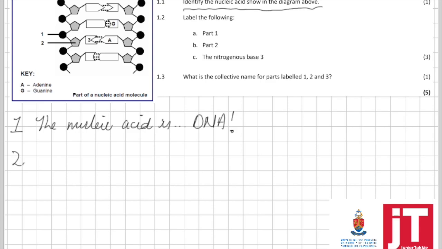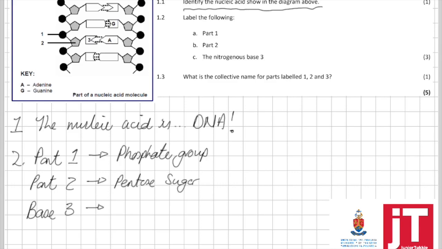Because of our question analysis before we started the questions, these become so much easier to answer because we've already, for ourselves, reasoned out a lot of what we're going to be asked in these questions. Question number 1.2, label the following: part number 1, part number 2, and then the nitrogenous base number 3. Let's see if we can put these in. We know that it's the phosphate group. We identified that right in the beginning when we did our question analysis.